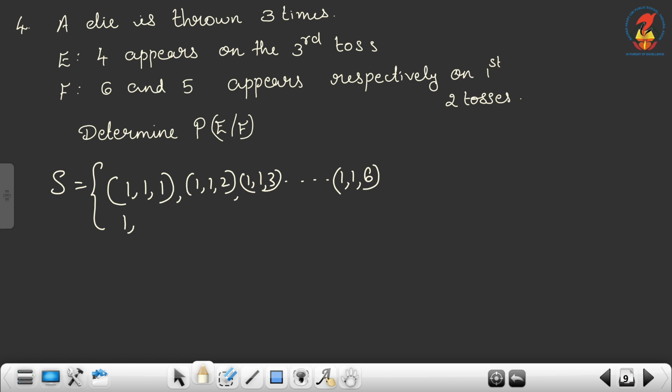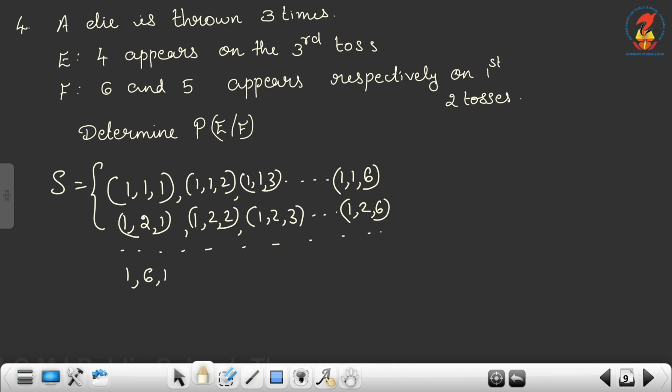Now the second row, the middle one you can change. 1, 2, 1. 1, 2, 2. 1, 2, 3. Like 1, 2, 6. The next is 1, 3, 1, 1, 3, 2 like that. Then 1, 4, 1, 1, 4, 2, 1, 5, 1, 1, 5, 2, etc. So the last row 1, 6, 1, 1, 6, 2, 1, 6, 3, 1, 6, 6.